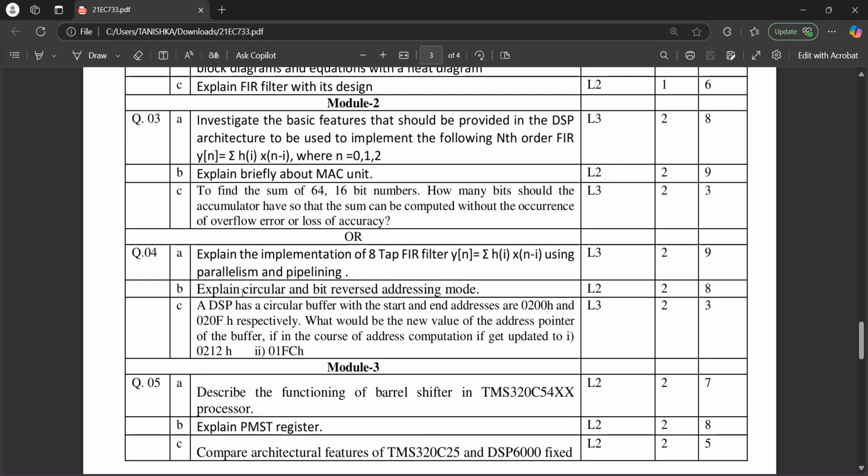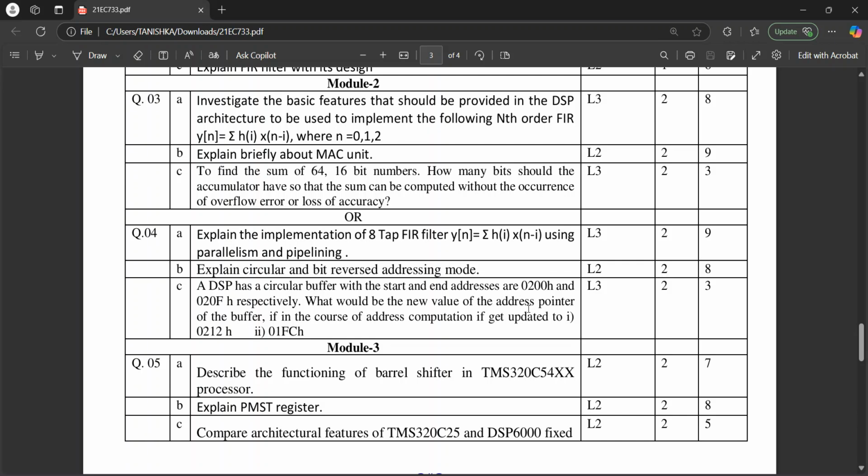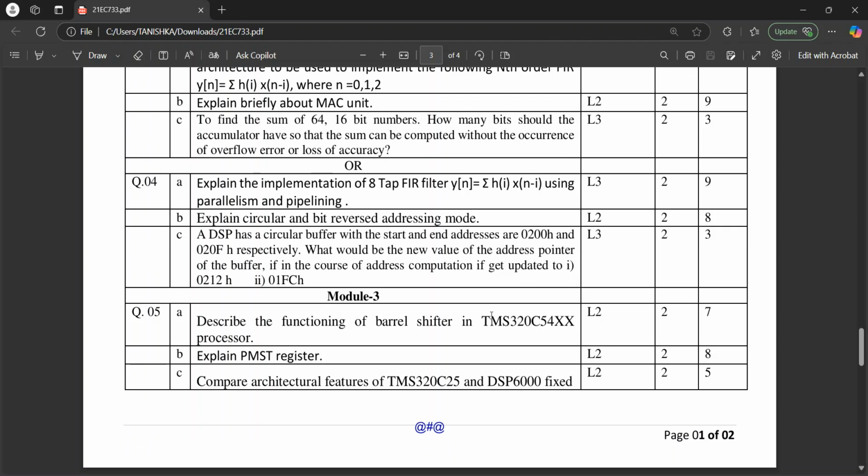Then explain circular and bit reversed addressing mode. And a DSP has a circular buffer with the start and end addresses as 0200H and 020FH respectively. What would be the new value of the address pointer of the buffer if in the course of address computation it gets updated to 0212H, and second question is 01FCH?